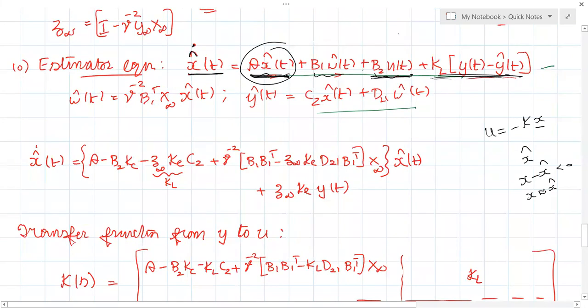That's my point. Actually speaking, U and U hat are different. What you said is right. But if you can have your X hat equal to X, then U hat will be equal to U only. So it depends on the eigenvalues of your KL matrix. If you choose the eigenvalues of KL matrix far in the left half of the S plane, what happens? Y will be almost equal to y hat of t.